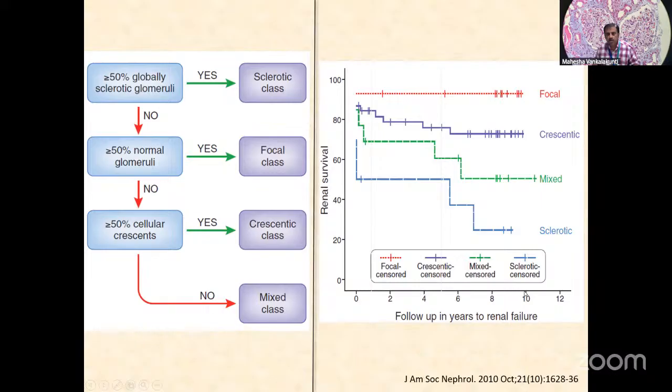and almost 10 years, I should say, in this article, which has given a prognosis of being very good in the focal class, meaning more than 50% of the glomeruli are unaffected and normal in the core. The second good prognosis is that of the crescentic class, followed by the mixed category, and the sclerotic is the one which has a downhill course of renal survival.